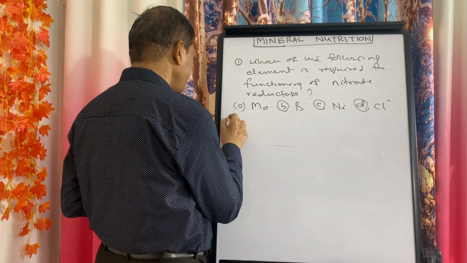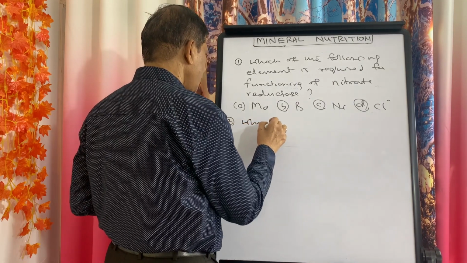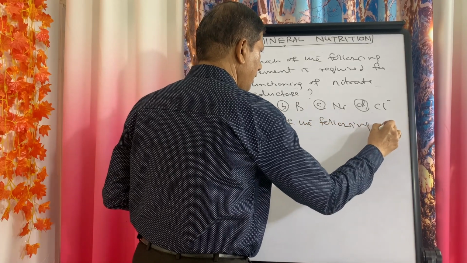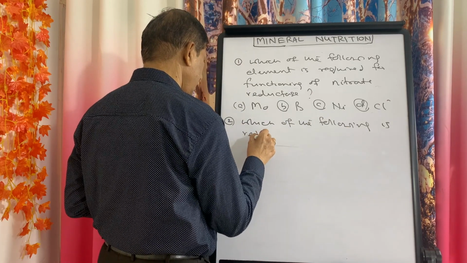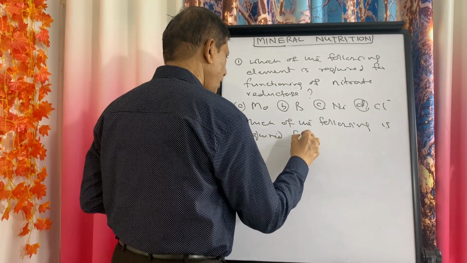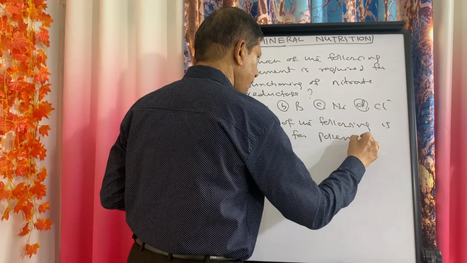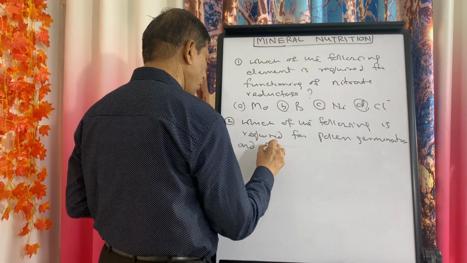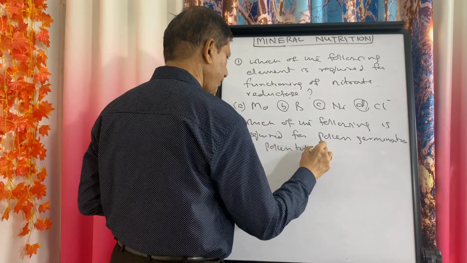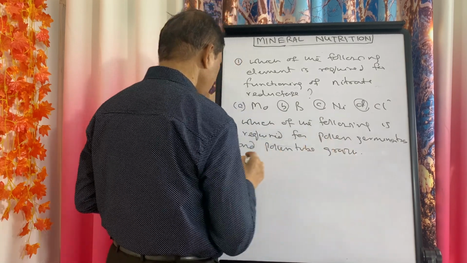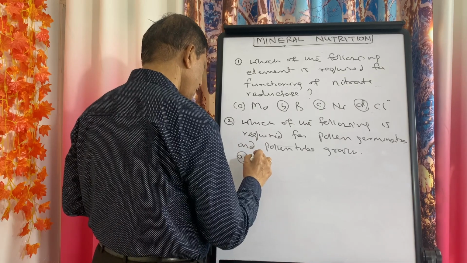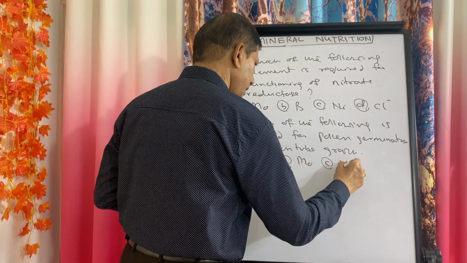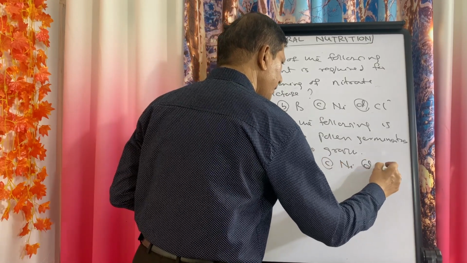Then the second question: which of the following is required for pollen germination and pollen tube growth? Here also the choices we can write: boron, then molybdenum, then nickel, and chlorine.